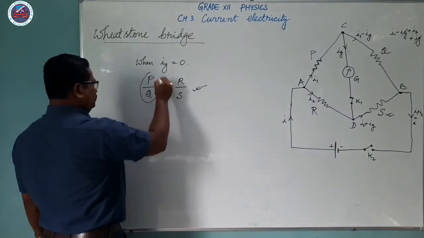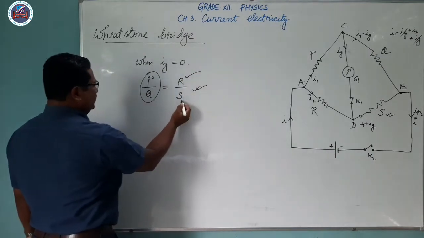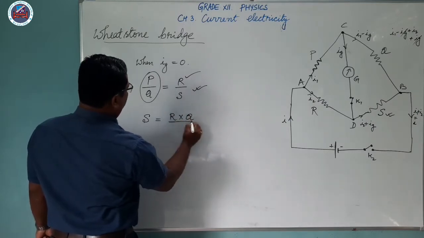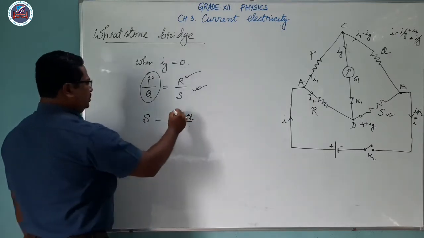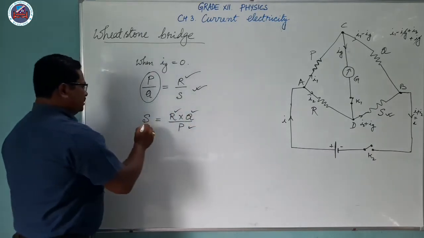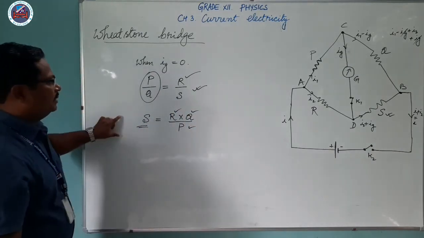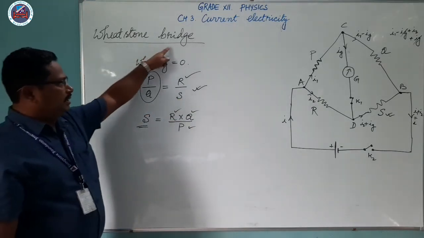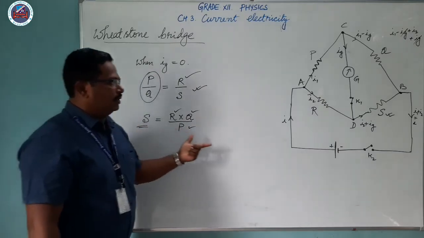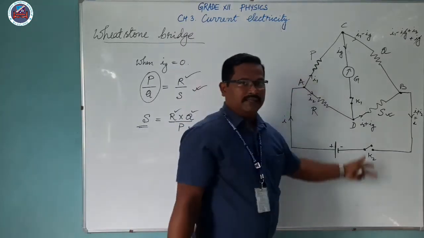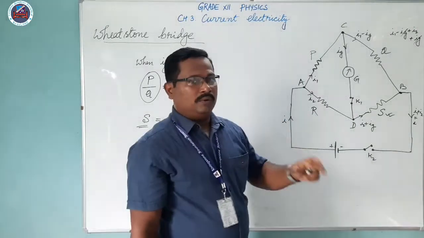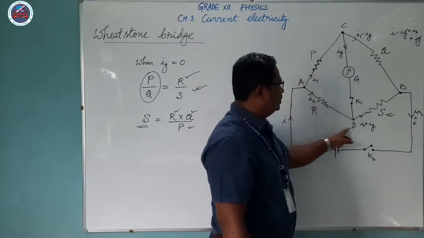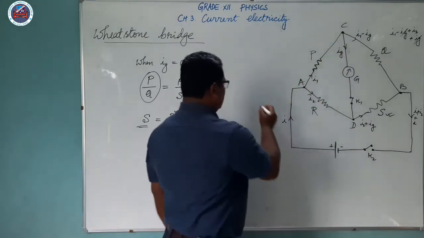Suppose this is the ratio arm, this is the known resistance, then this unknown resistance S you can find out as R into Q divided by P. So knowing these three values R, Q and P, resistance S can be measured. This arrangement of four resistors, we call it Wheatstone bridge. And the balance condition, again I repeat once more, the bridge is said to be balanced if no current flows in this arm CD. That means if no current flows in this arm CD, the galvanometer will show zero deflection.